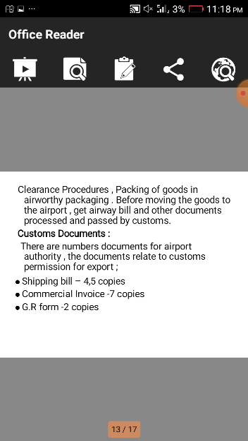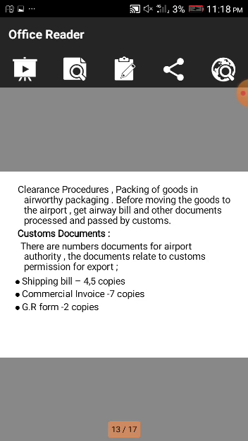Customs documents. There are a number of documents for the airport authority, related to customs permission for export. The customs clearance process typically involves preparing documents that may be submitted electronically or physically with the consignment. This helps concerned authorities to calculate taxes and duties that will be levied on the cargo.